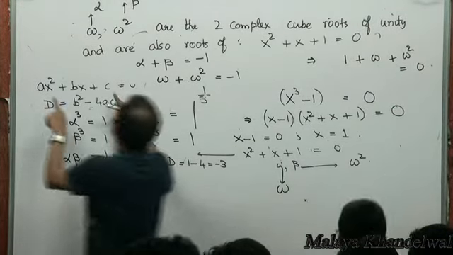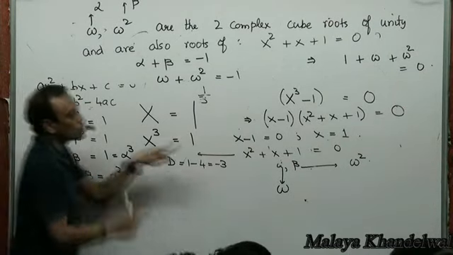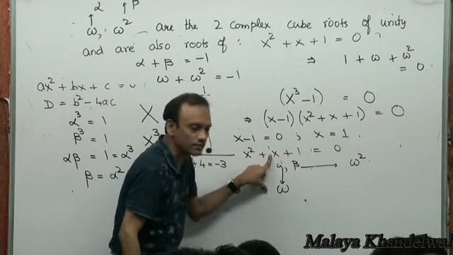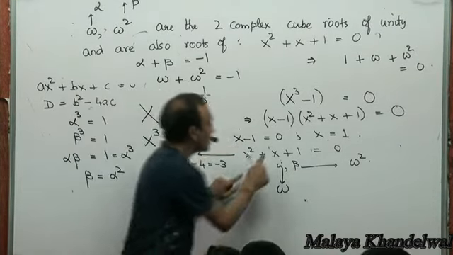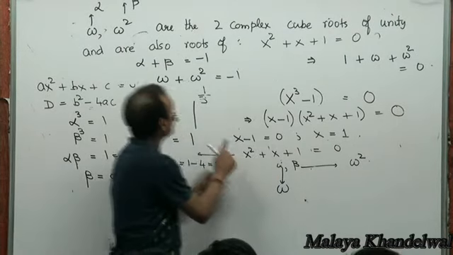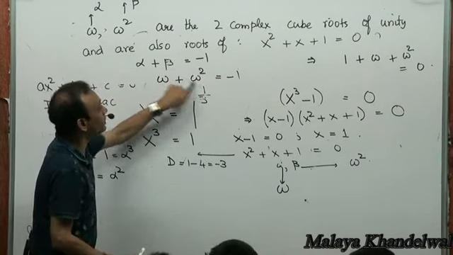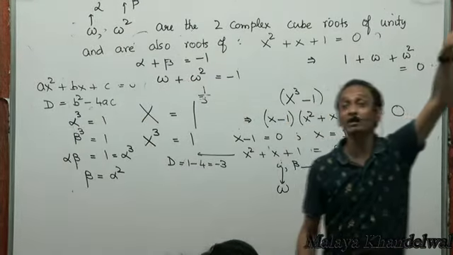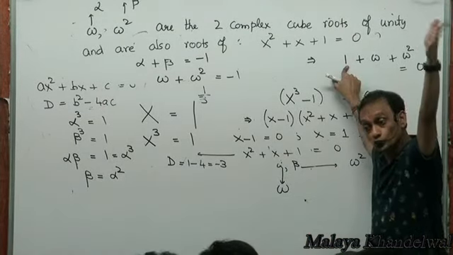If this is a quadratic, what is the sum of the roots? Minus b by a. So if alpha and beta are the roots of this quadratic, alpha plus beta is minus 1 by 1, which is minus b by a. But alpha is omega, beta is omega squared, so omega plus omega squared is minus 1.